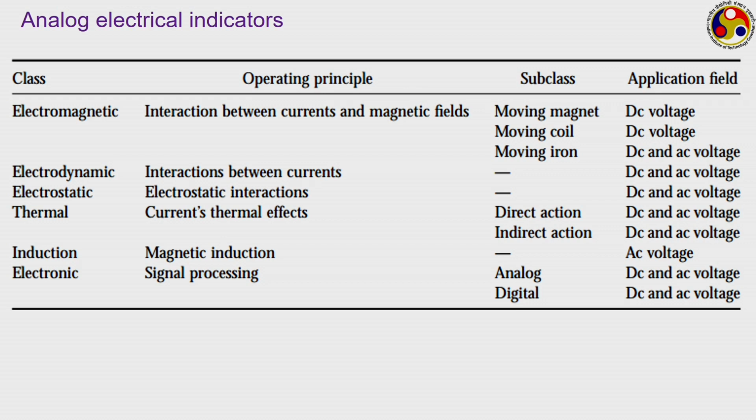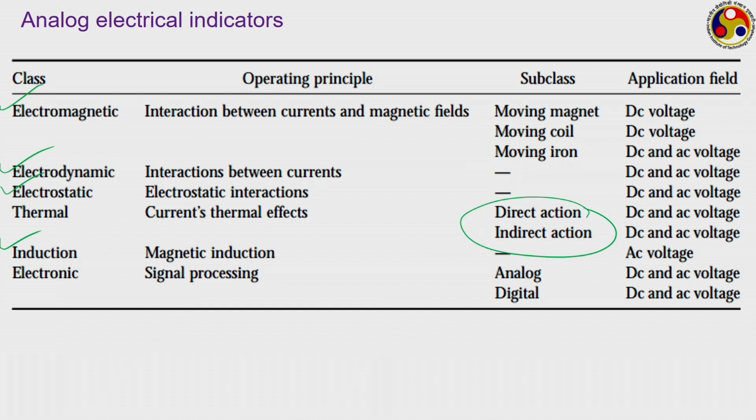Then thermal, related to the thermal effect of current, that is the Joule heating or I square R loss, which can have direct or indirect action. Then we can have induction in the form of magnetic induction, and finally electronic signal processing in the form of analog or digital. Out of these, the first 3, electromagnetic, electrodynamic, electrostatic, and also induction, these 4 are commonly known as electromechanical meters or electromechanical devices. If the device is used to measure voltage, we call it a voltmeter. If used to measure current, we call it an ammeter, but the operating principle remains the same.